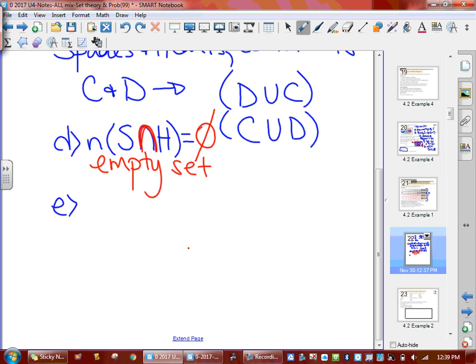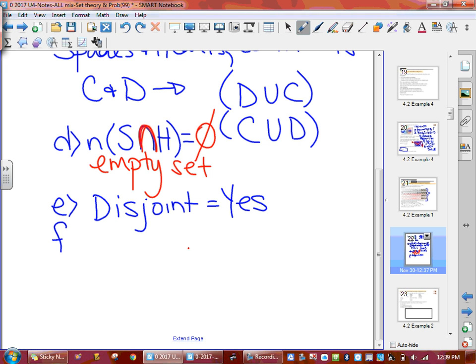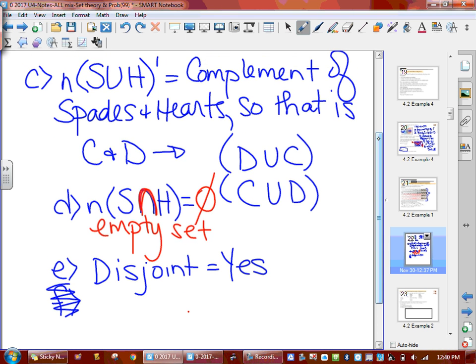And F. Oh, F was wanting the complement of S union H, which we already looked at. Okay, so we did the complement question first. So that's this one here. That was F, actually. All right. Letter C wanted the number of S union H, the number of spades or hearts. Well, the number of them is 26. You're just going to add both and see what you get.